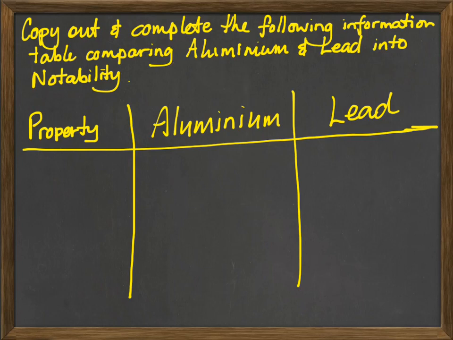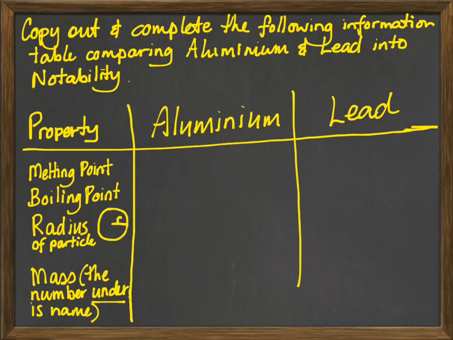Okay, now you've added in that table, you're going to be finding 4 properties on your screenshots and writing them in. These are the properties. You're going to be finding the melting point, the boiling point, the radius of the particle. That's a measure of the size of the particle. Yes, they're not all the same size. And the mass of the particle.